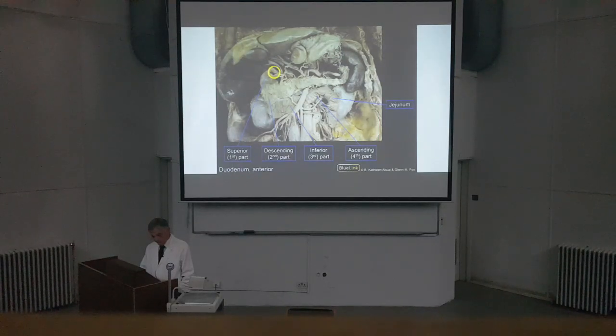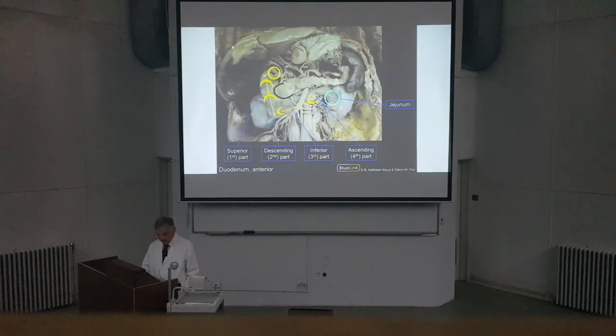In a cadaver, this is the opening of the junction between the stomach and duodenum, and this is the first part. Then we start having the descending part, and then the horizontal part, and then the ascending part to join the jejunum.